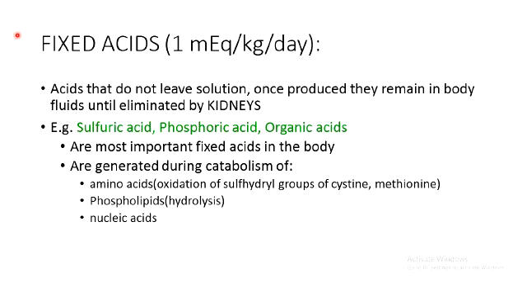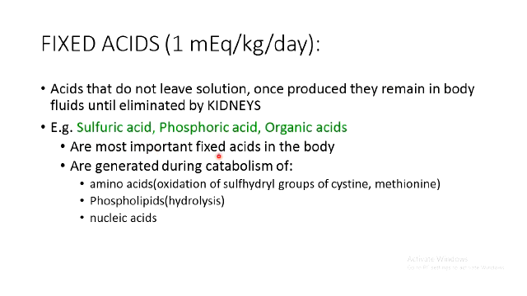The fixed acids cannot quickly dissociate and evaporate from the solution in the form of a gas, and hence they are known as fixed acids. They need kidneys to excrete them, or get rid of them from the body. Their amount is 1 milliequivalent per kg per day, and they do not leave the solution form once produced. They remain in the body until eliminated by kidneys. Examples include sulfuric acid, phosphoric acid, and organic acids.